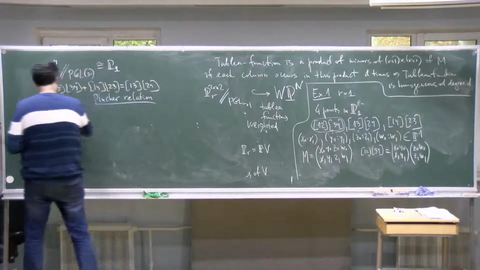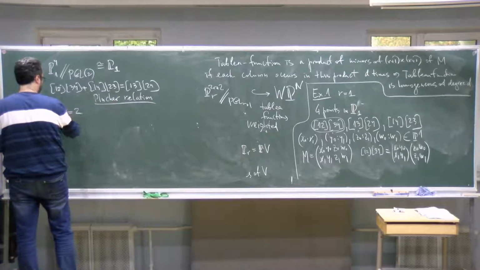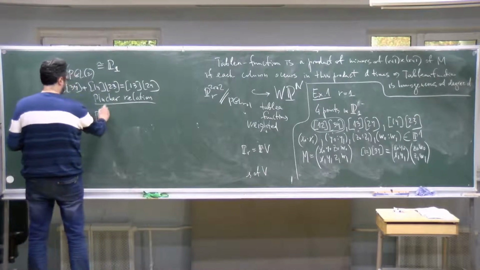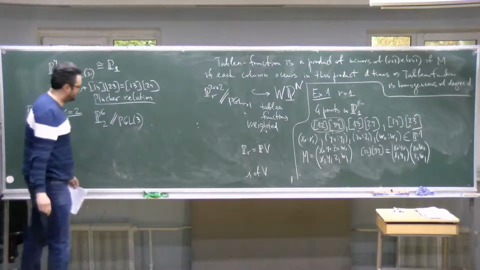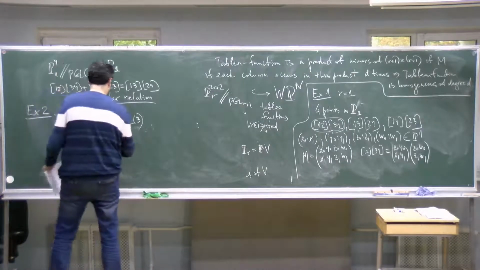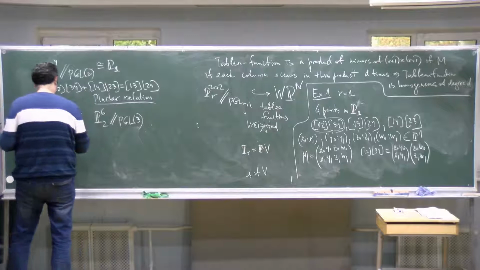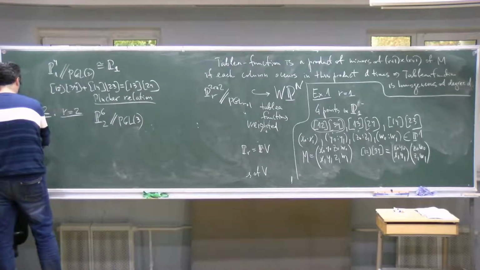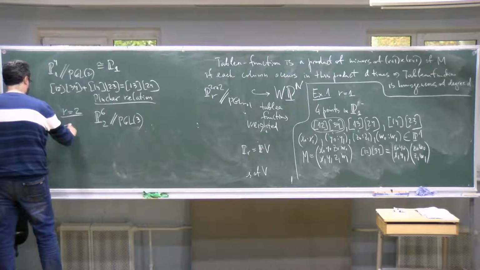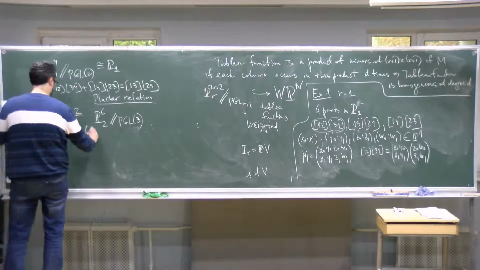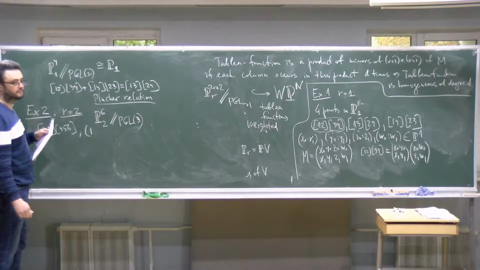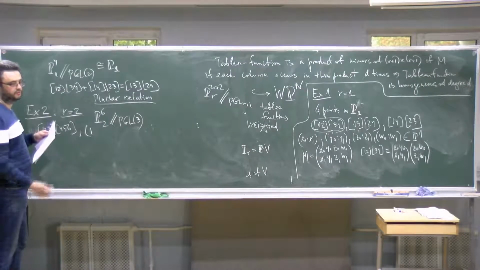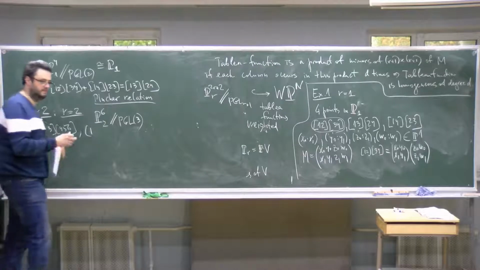Example 2, R is 2, and we have to consider the following quotient. It's a 4-dimensional variety. So we have the following tableau function Z0, 1, 2, 3. First, it corresponds to all possible decompositions of a 6-tuple of points into two 3-tuples.